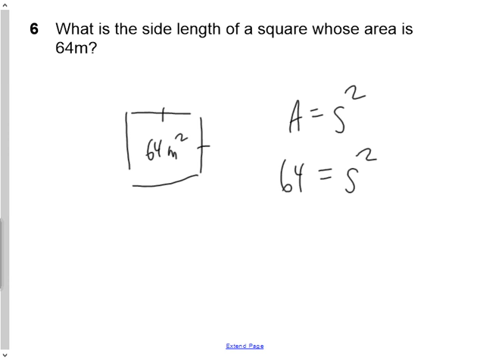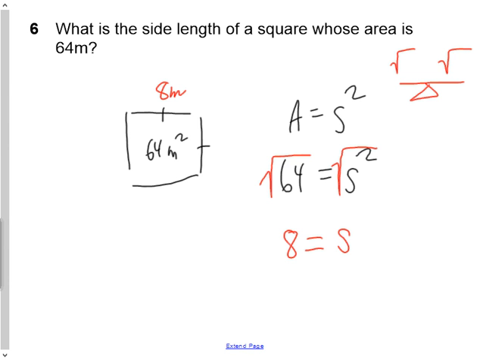And you learned yesterday that in order to solve it, you can square root both sides, because algebraically, whatever you do to one side, if you do it to the other side, it maintains equality. So you would square root both sides. The square root of 64 is 8. The square root of S squared is S. And therefore the side length is 8 meters. And 1 point for correct answer, side length is 8 meters. 1 point for the correct use of formula. Okay.